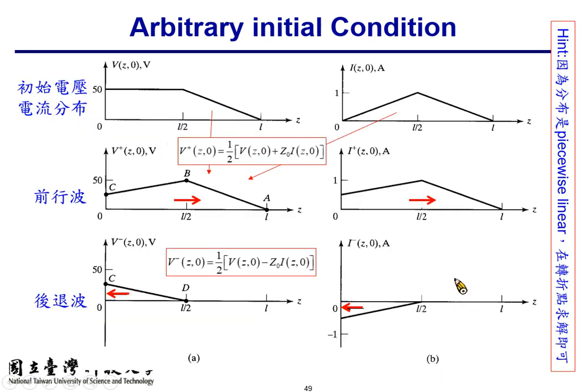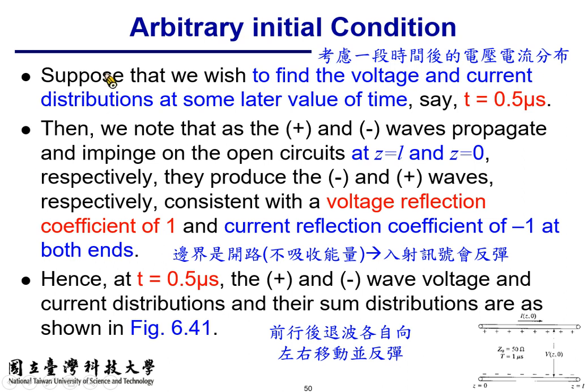All right, so let's move on to discuss the next matter. Suppose that we wish to find the voltage and current distribution at some time later, say 0.5 microsecond. What can we do to find out the voltage and current distribution on the line? Well, to do this, we can proceed as with our previous result. In the previous slides, we decomposed the total voltage and total current into V plus and V minus signals.